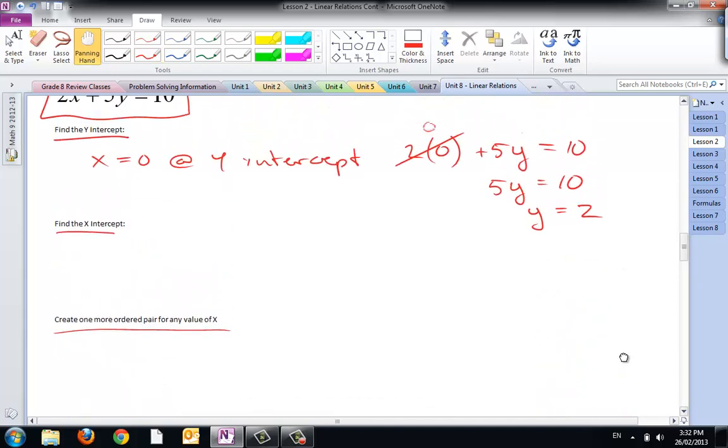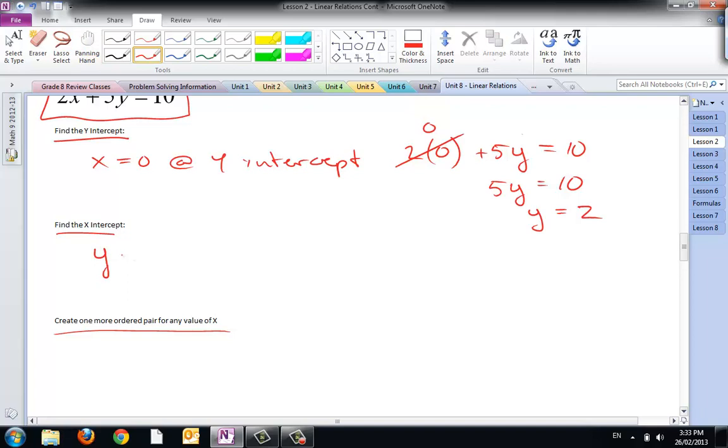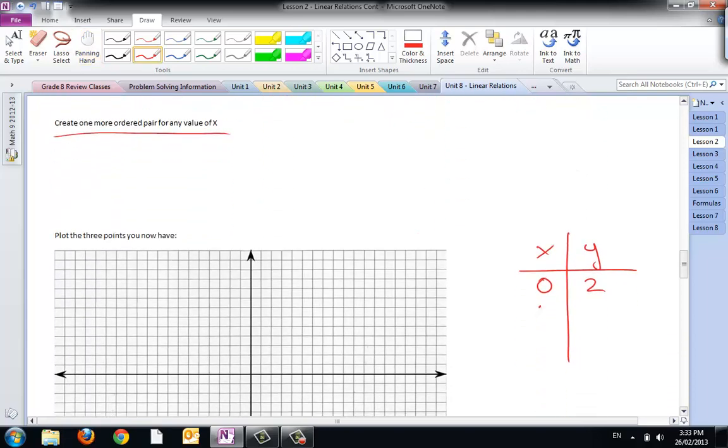Now, what do I know about the x-intercept? Well, that's the point where the line crosses the x-axis, and where it crosses the x-axis, the y value is 0. So I'm going to do the exact same thing. I'm going to say 2x plus 5 times 0 is equal to 10. That is 0. So I get 2x is equal to 10. Therefore, x is equal to 5. And I can plunk those values in here. So when x is 5, y is 0.